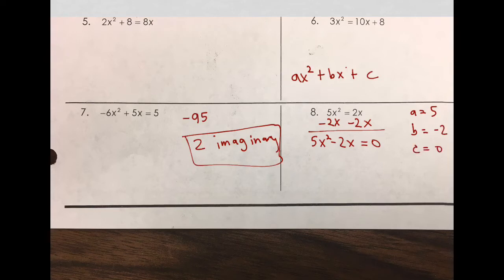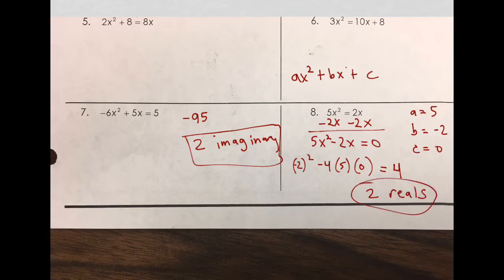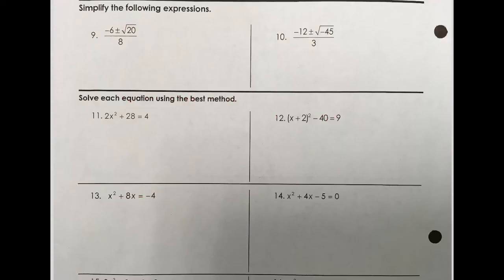And so we plug that into our formula, which is b squared minus 4ac. b is negative 2, a is 5, and c is 0. Then we punch all that in the calculator exactly as it appears, and that would be equal to 4, which means we have a discriminant of 4 and 2 reals. Let's move on to the back.